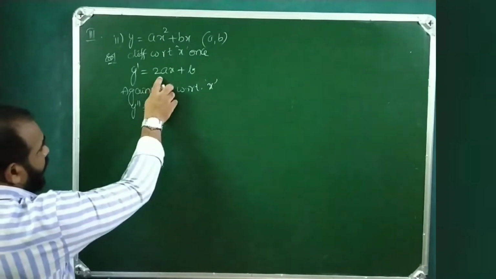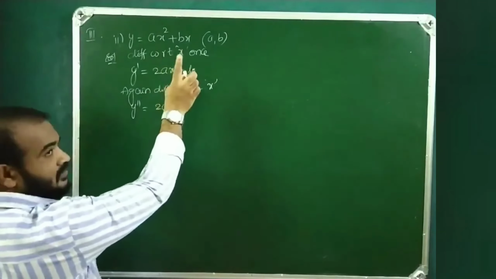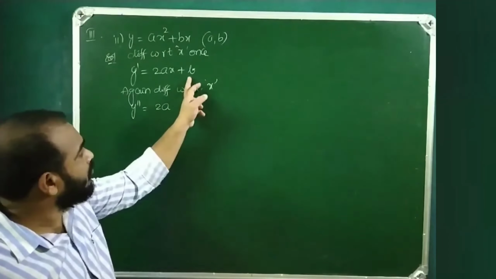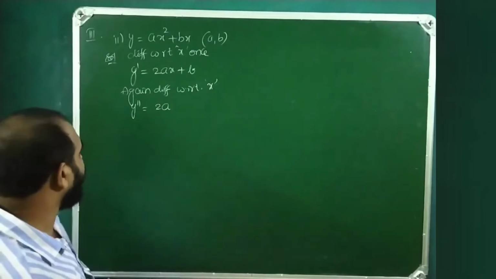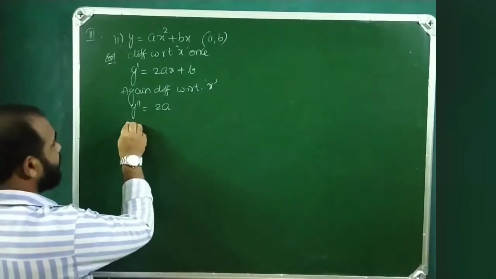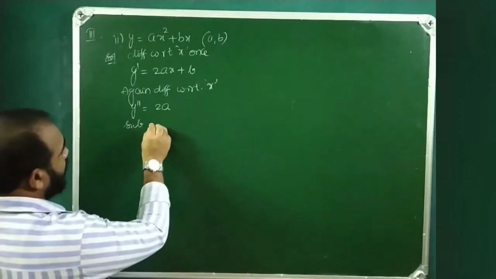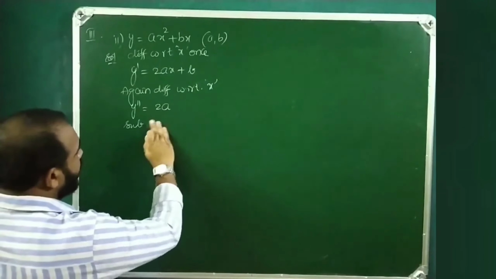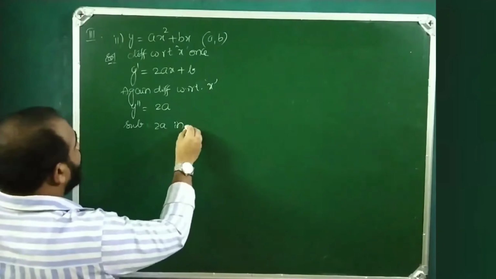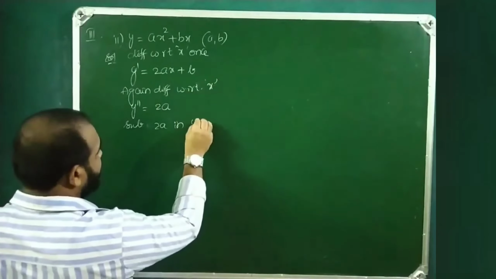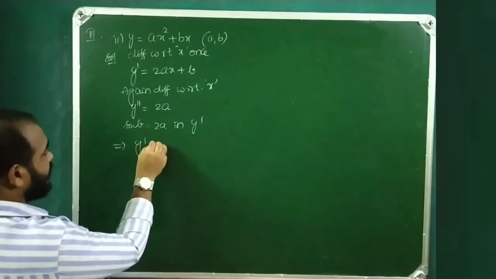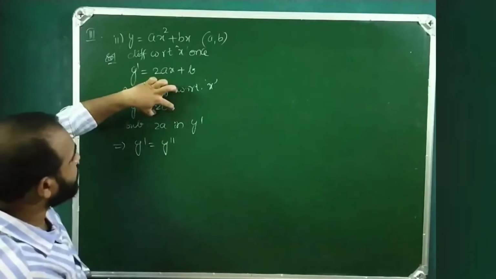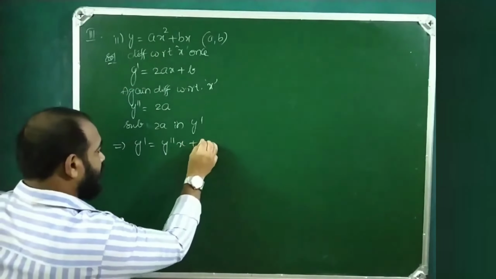Now what is the derivative of 2ax? 2a into d/dx of x, which is 1, so 2a into 1 is 2a. b is a pure constant which is free from any variable, so y'' is equal to 2a. So substituting 2a in y', we get y' = 2a x + b, that is y' = y'' x + b.